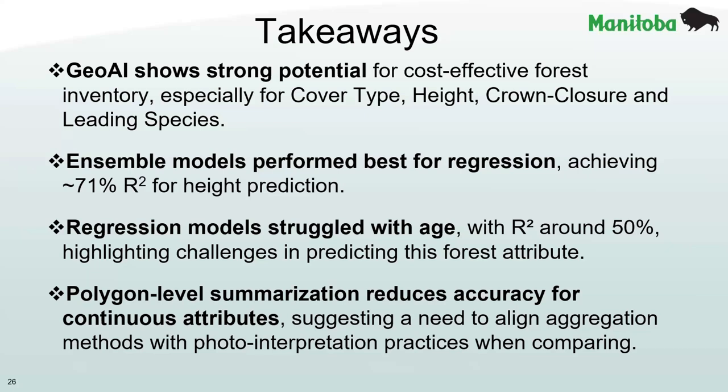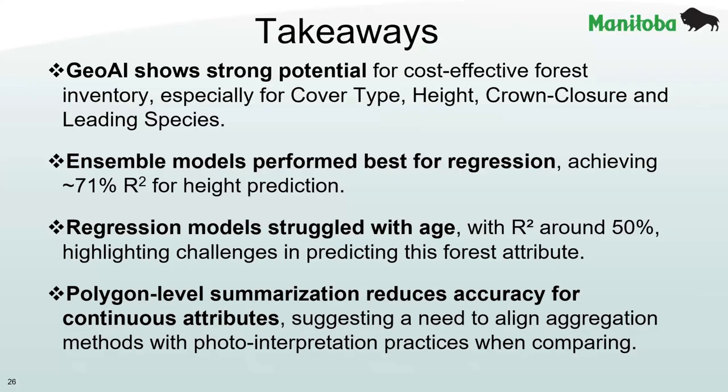Some takeaways from this exercise: GeoAI showed a strong potential for a cost-effective forest inventory, especially for cover type, heights, crown closure, and leading species. Our ensemble model performed the best for the regression task. However, for age, all the models struggled to predict age with a certain level of accuracy, 0.5 for the highest.